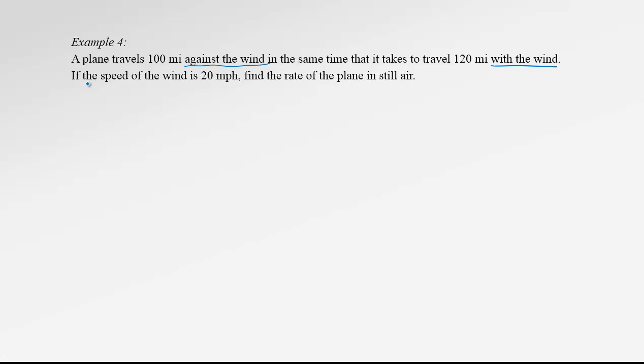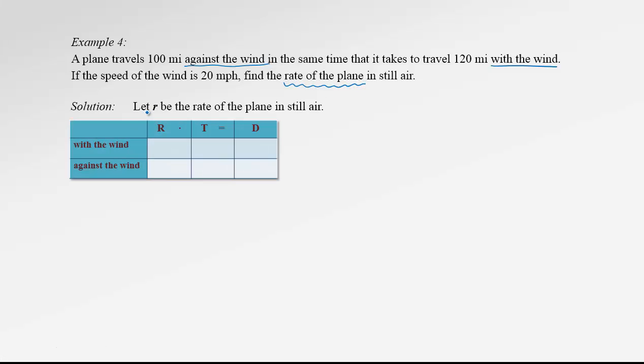What does the question ask for? Find the rate of the plane in still air. So the rate of the plane, that's our unknown. Let's introduce it. Let r be the rate of the plane in still air. And then we set up a table, rate times time equals distance, with two possible situations, with the wind and against the wind. Okay, let's read it again and try to fill up those boxes.